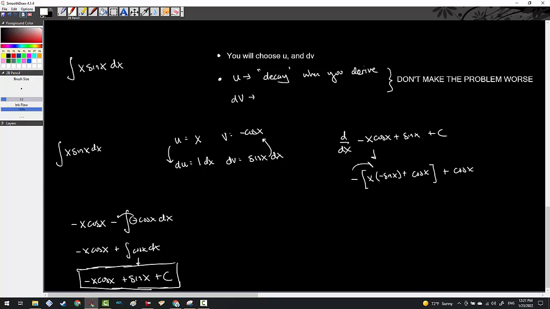So now I'm going to distribute that negative in. I get x sine x minus cos x plus cos x. And notice how the cos x's are going to make like a tree and get out of there. Hey, check it out. I've got x sine x back, which is what I started off with in the beginning. So hopefully that makes enough sense with this example.